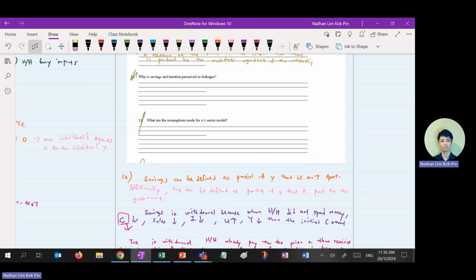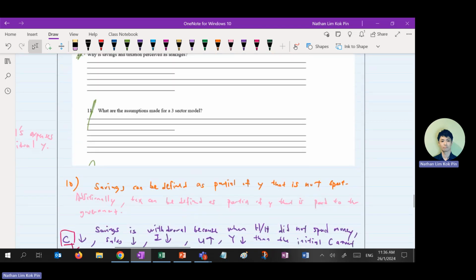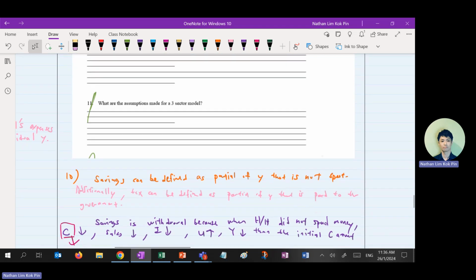Number 10. Number 11, straightforward. Number 11 is what? Assumptions. The assumptions were already covered just now in the summary. Okay, there are only two assumptions. What are the assumptions? Households own all the resources, and households save, no more spending already. Save a partial of their income.